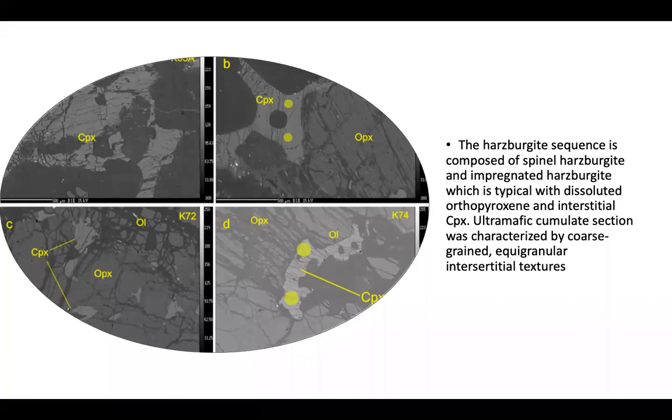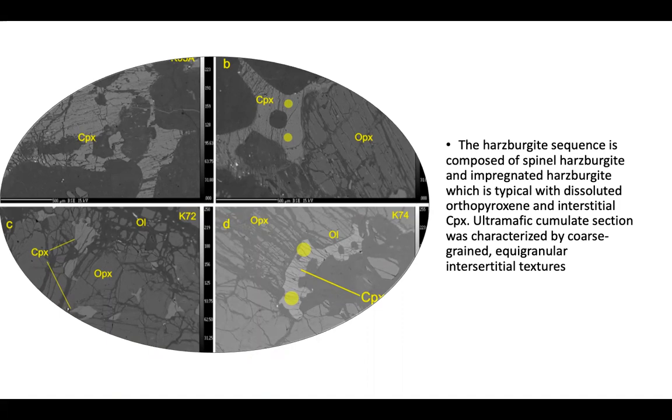Here are the BSE images of harzburgites. Usually recrystallized clinopyroxene grains are observed between orthopyroxenes and olivines. Porphyroclastic texture was observed in depleted harzburgites. Mantle harzburgites show porphyroclastic textures. These harzburgites include kinked orthopyroxene porphyroclasts.